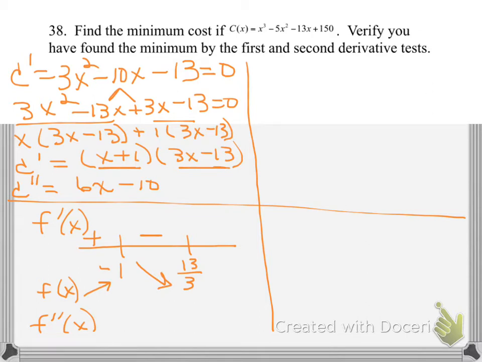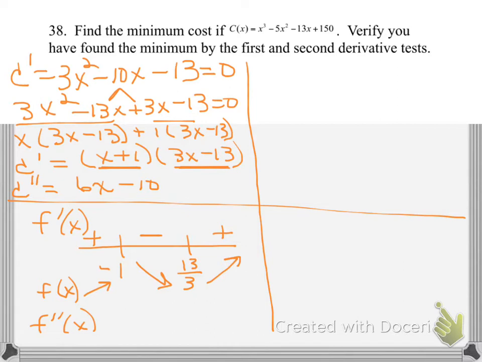And lastly, so 13/3 is a little bigger than 4, right? It's 4 1/3, so let's pick 5. If I put a 5 in my first factor, I get a positive. Put a 5 in my second factor, I get a positive. Positive times positive is a positive, and my function is heading back up.